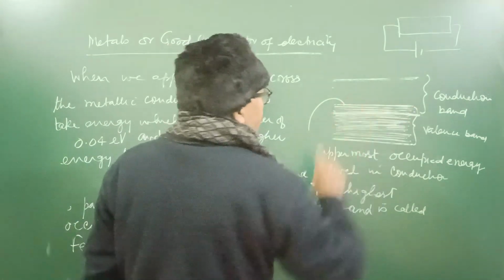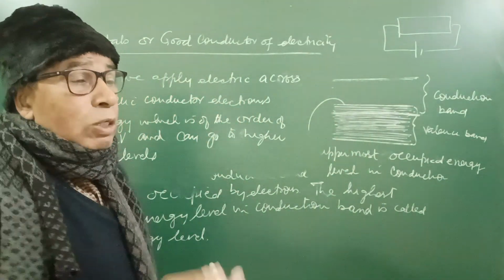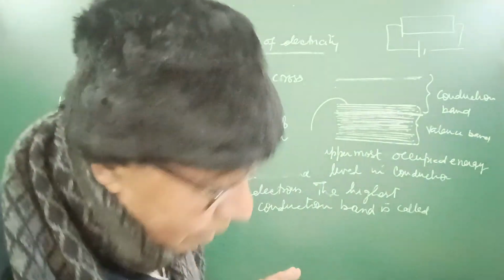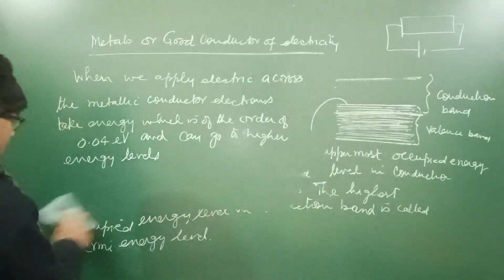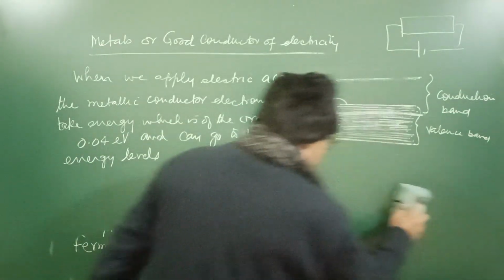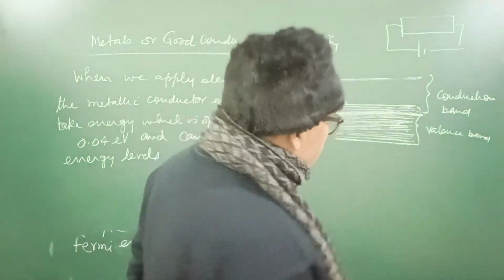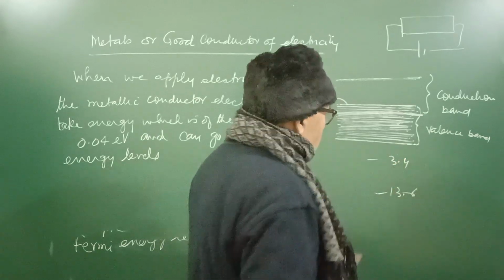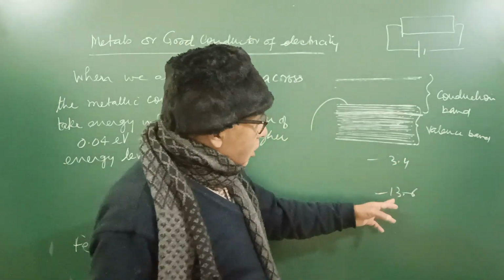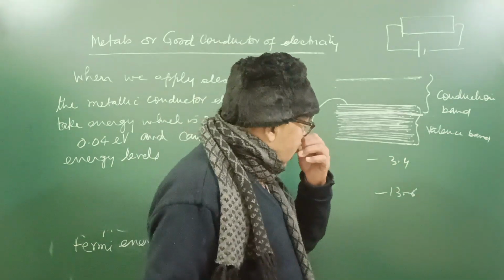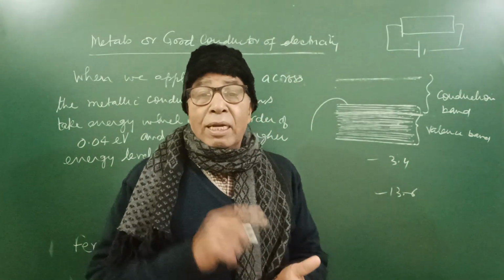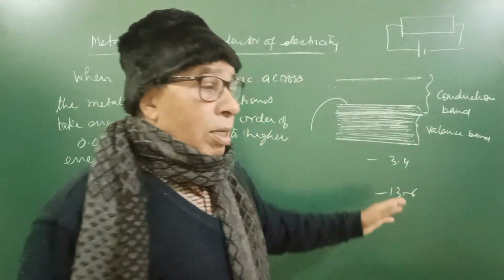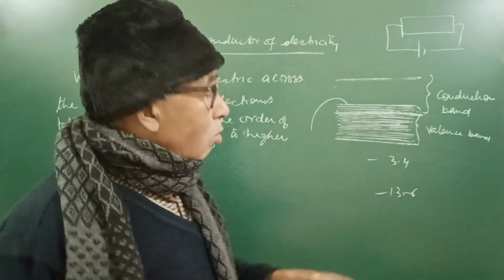Because the unoccupied energy levels here are allowed energy levels, the electron can take them. If every energy level were occupied, then the electron would not take energy. Just as I told you in Bohr's theory, the ground state energy of the electron in the hydrogen atom is minus 13.6, and then minus 3.4. So to go from this level to this, the electron needs 10.2 electron volt. If 10.2 electron volt energy is given to the electron, then it will go. If you give only 10 electron volts, it will not go.